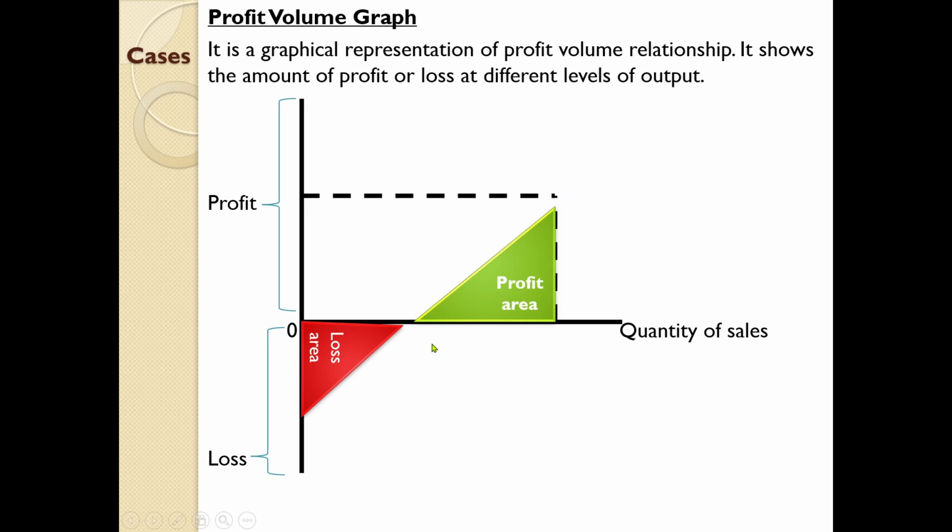And the point at which the line surpasses the x-axis is known as the break-even point. This point is known as the break-even point in a profit volume graph. That is the concept of profit volume graph. And this area is known as the profit area because the sales line will be going like this. This is known as the profit area. This one is known as the loss area.